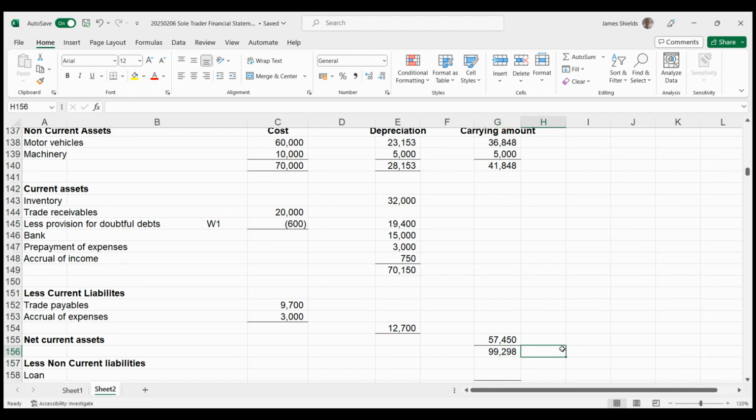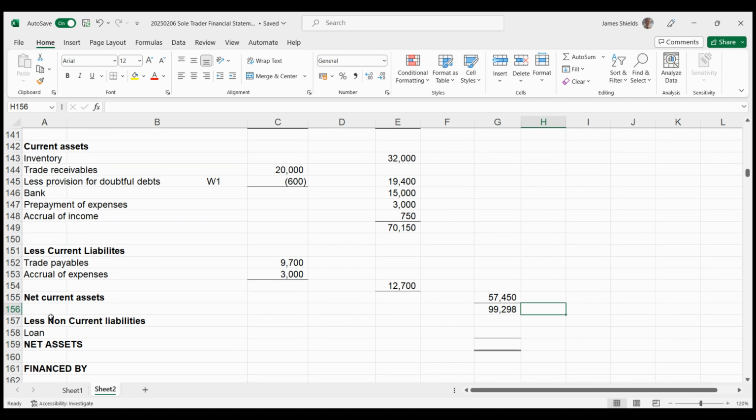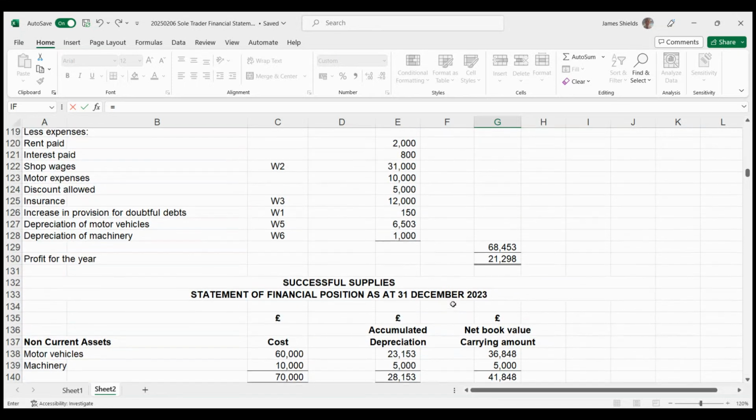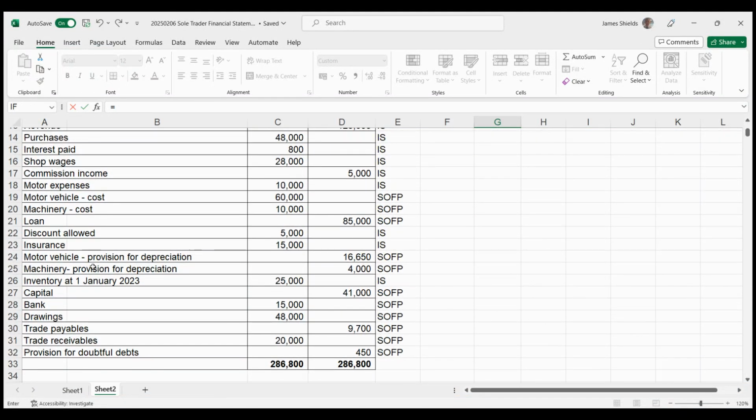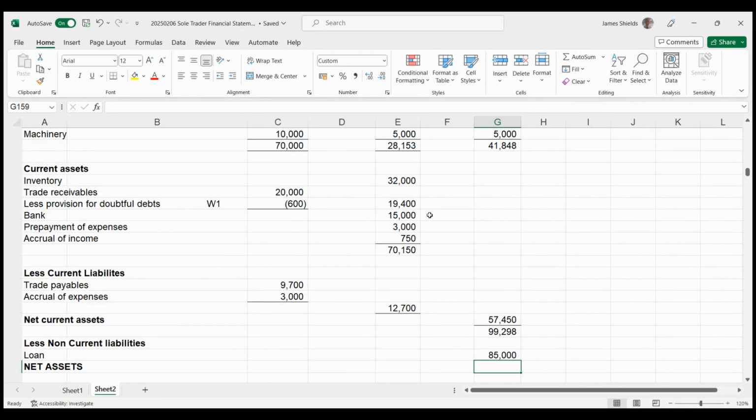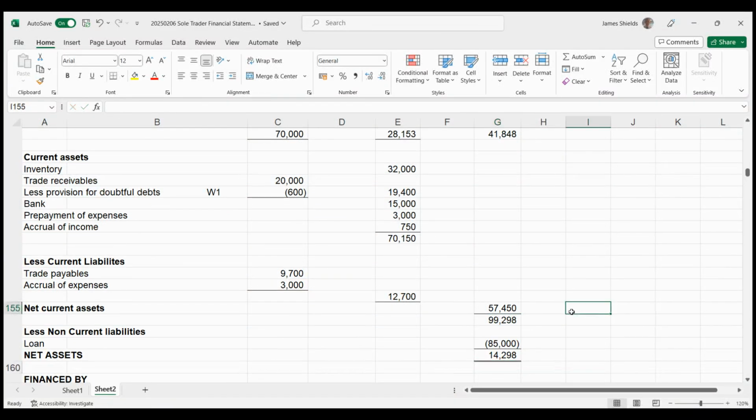Now, if there was no non-current liabilities, that would be our net assets. But we do have non-current liabilities in this question because we have a loan. So we now need to know what the loan amount is, and that's deducted from the 99,298. So back to the trial balance. I'm looking for a loan. Found it. Loan of £85,000. And I'm going to deduct that, so let's make that negative in brackets. And for the net assets then, it is your 99,298, take away the 85,000, we get £14,298.